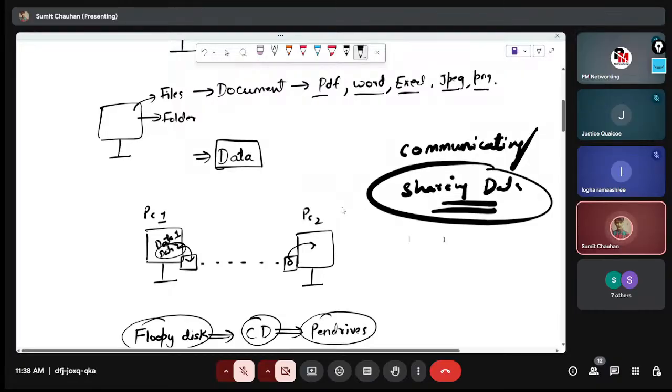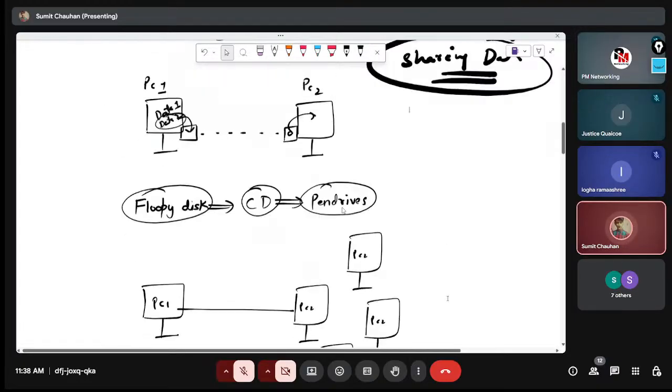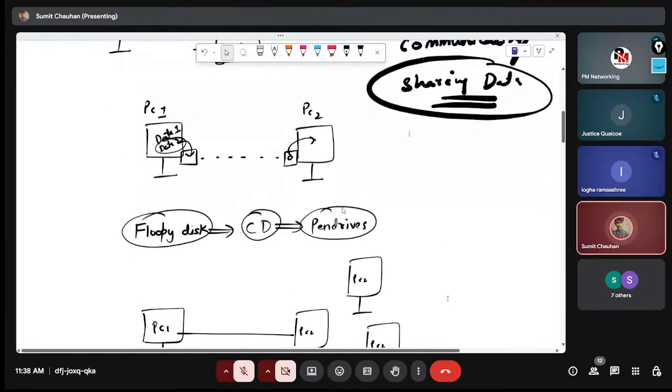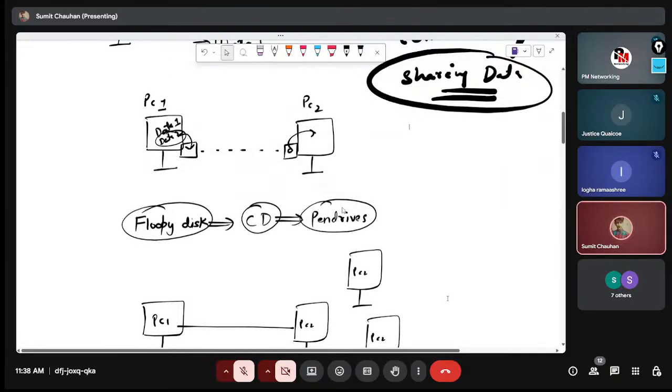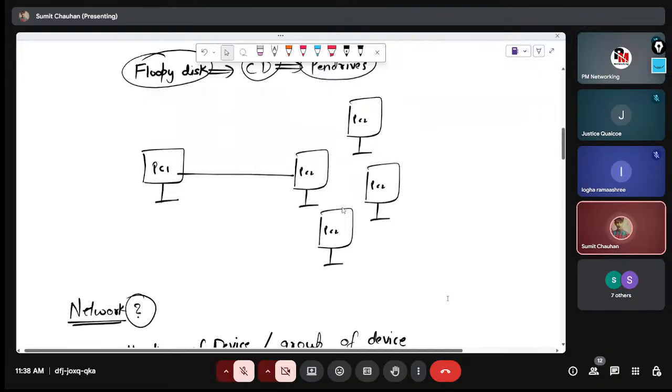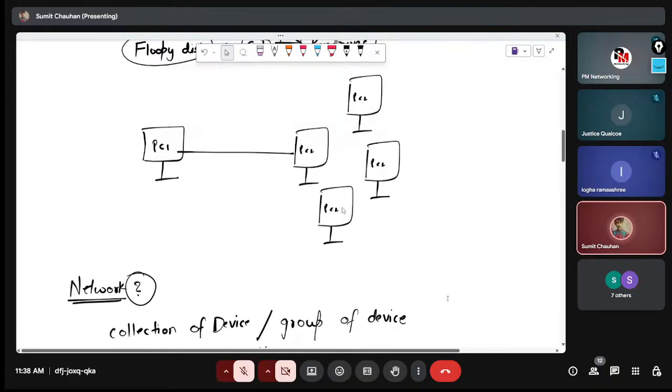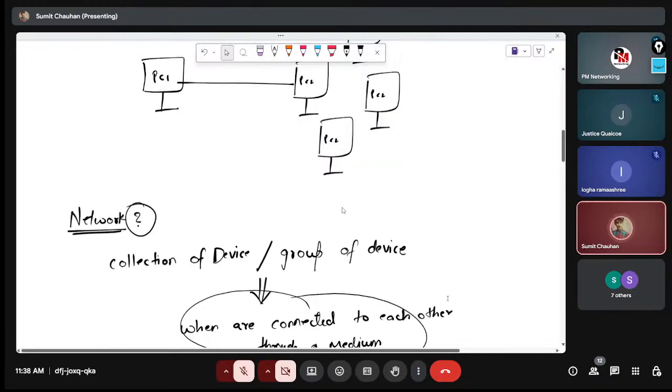So we started the journey from the floppy disk, CD, pen drive, the physical part. Then we learned the use of a network. What is the best part of the network? We do not need floppy disks, CDs, or pen drives, or to physically go to the destination and share the data. We do not need to do that in 2025 because we connect these devices with the help of a network. So what is a network?